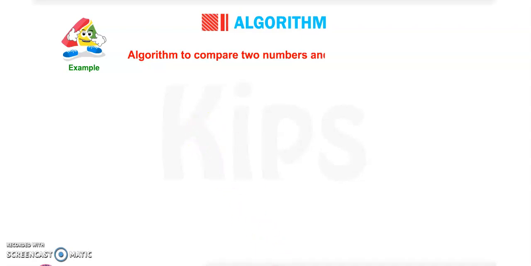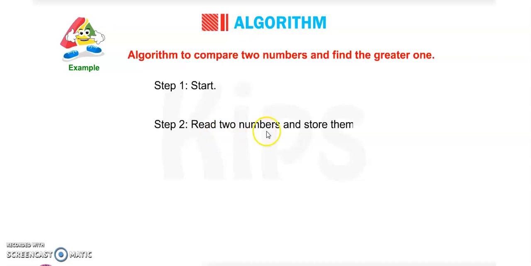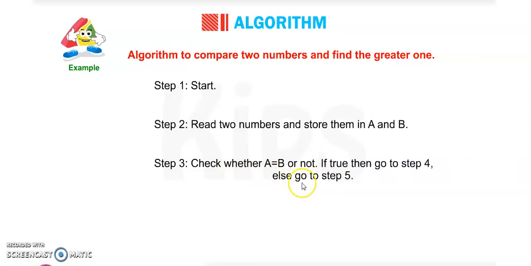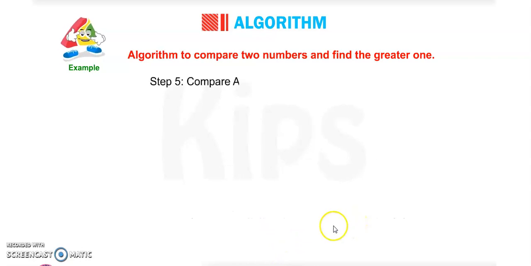Now the algorithm to compare two numbers and find the greater one. How can we write the algorithm? First, start. After that, read two numbers and store them in A and B. Then check whether A equals B or not. If true, go to step 4, else go to step 5. Step 4, print both numbers are equal. If we find that A and B are equal, we print the message both numbers are equal. Next, go to step 8.